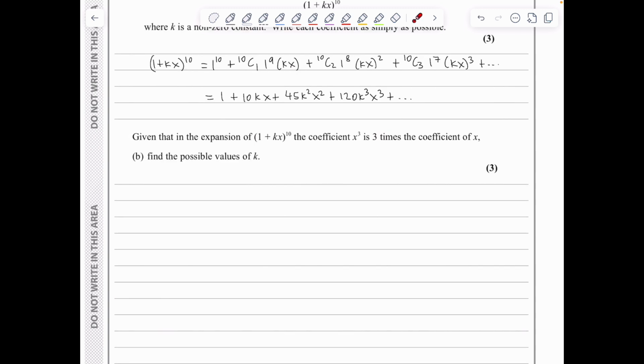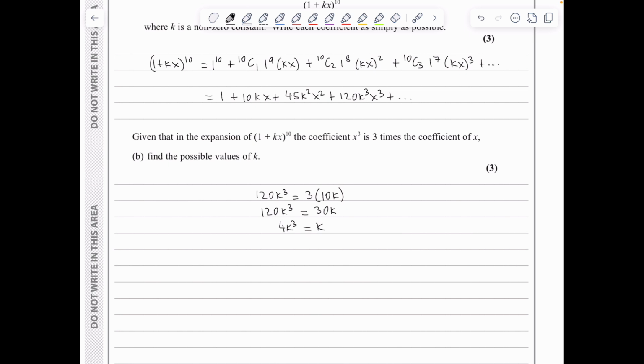Now, given that in the expansion of (1 plus kx) to the 10, the coefficient of x cubed is 3 times the coefficient of x, we need to determine the possible values of k. So the coefficient of x cubed is the 120k cubed, and we are told that this is equal to 3 times the coefficient of x, which is 10k. So this is equal to 3 times 10k. So we're looking at 120k cubed is equal to 30k. I will proceed by dividing both sides by 30 to get 4k cubed is equal to k.